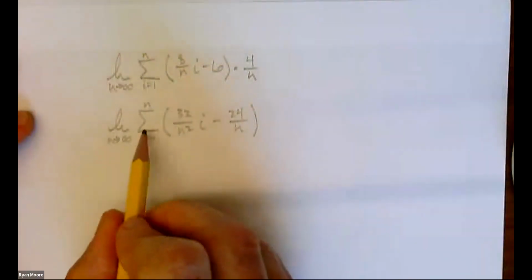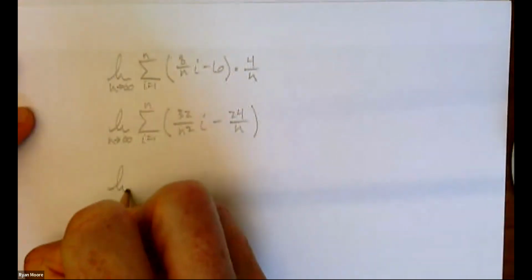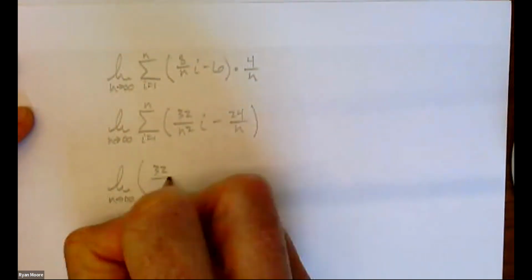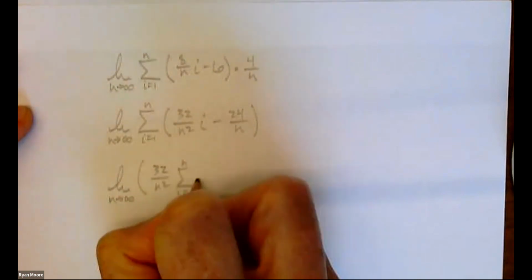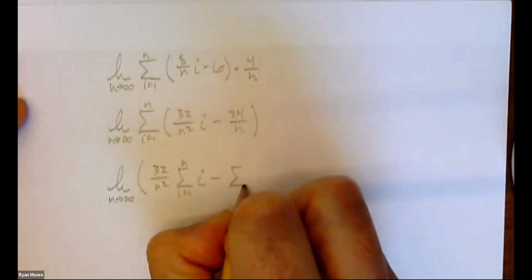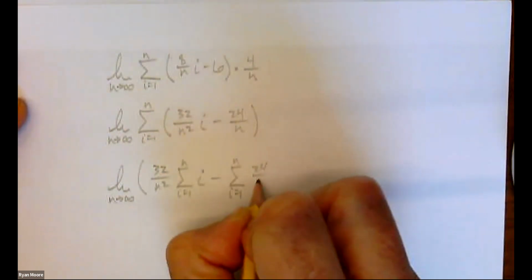Okay, then we're going to distribute the sigma. We're going to pull out this constant. So it's the limit as n approaches infinity of (32 over n squared) sigma i equals 1 to n of i, minus, and I'm just going to apply it here since that'll be a constant, 24 over n. Looks good.